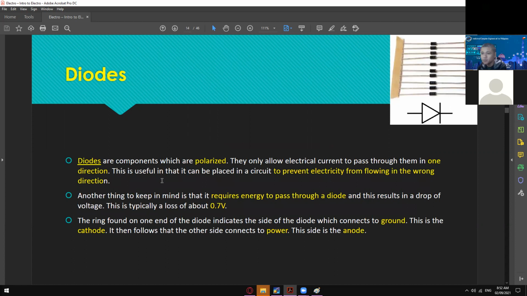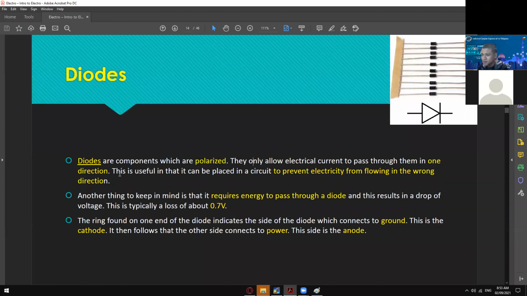Okay, so the next one is diodes. Take note on this one. What is a diode all about? Because this is the focus of this discussion. Diodes are components which are polarized. They only allow electrical current to pass through them in one direction. As this is strictly polarized, we have to follow it.